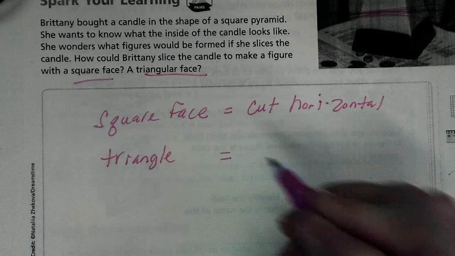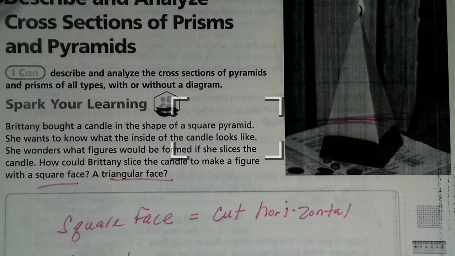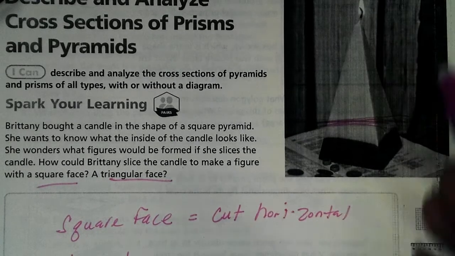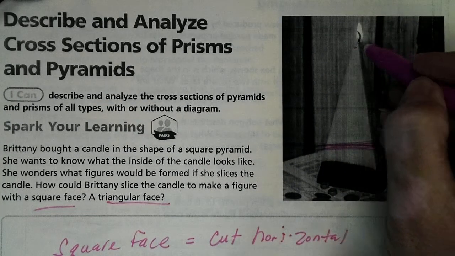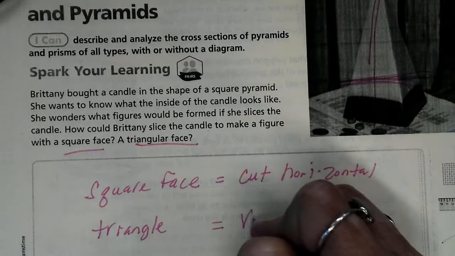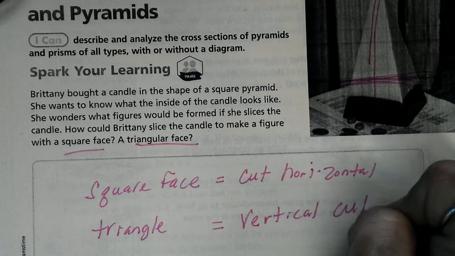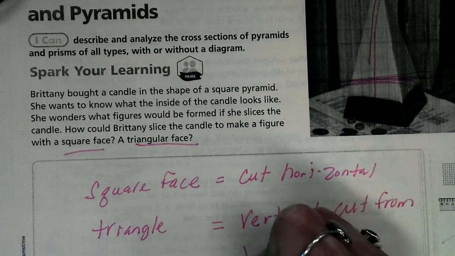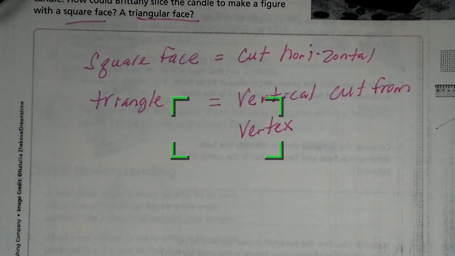All right, and if I want a triangle, what would I need to do? What kind of cut? Vertically. Yeah, we need to do it vertically, right? And I would need to go from the vertex. So it means I would need to go from here, and then I would have to cut it straight down the middle. So vertical. From the vertex. A vertical cut from the vertex.